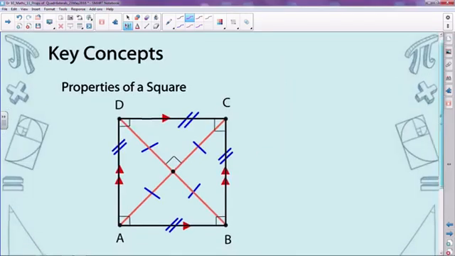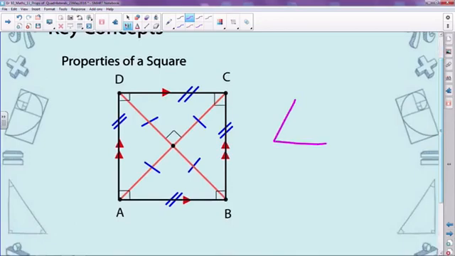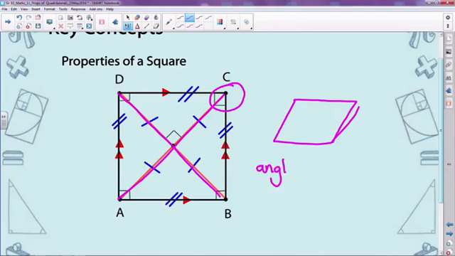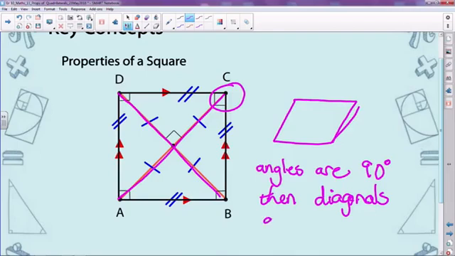Now the square, how is this different from a rhombus? Well, a rhombus had angles that weren't equal to 90 degrees. A square has angles that are equal to 90 degrees. And because they're equal to 90 degrees, our diagonals are equal in length. I suppose that means we could say if the angles are 90 degrees, then the diagonals are equal in length. The diagonals, you see I can spell diagonals, are equal in length.